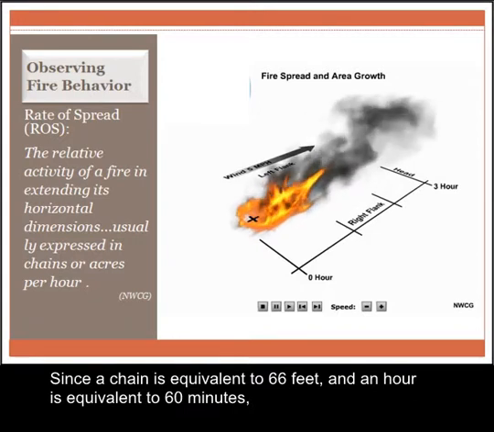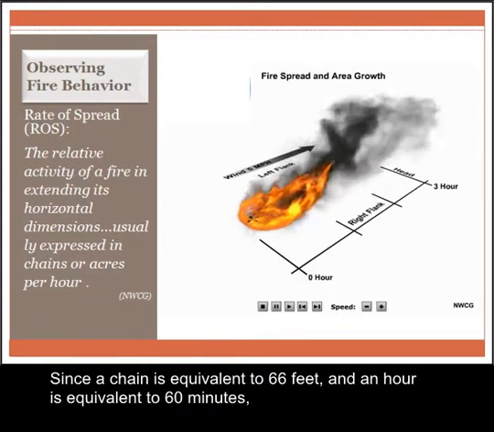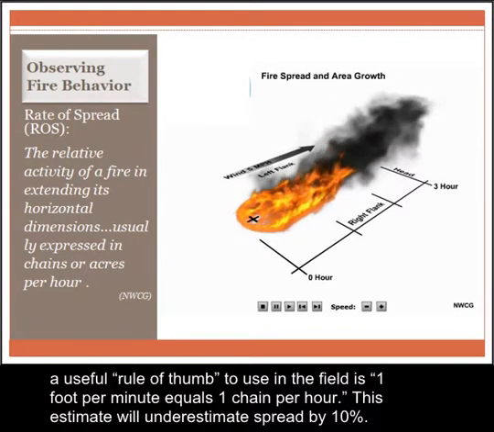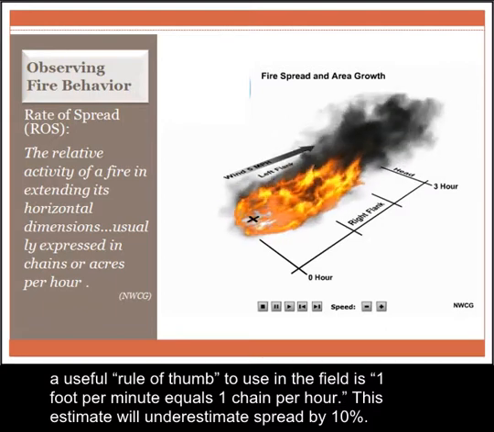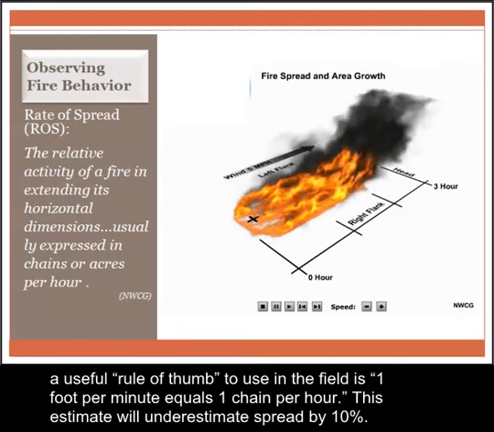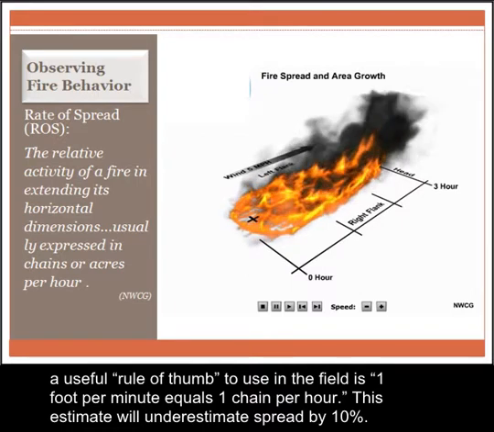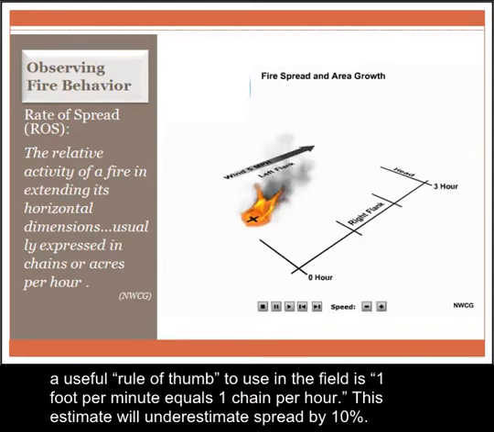Since a chain is equivalent to 66 feet, and an hour is equivalent to 60 minutes, a useful rule of thumb to use in the field is 1 foot per minute equals 1 chain per hour. This estimate will underestimate spread by 10%.